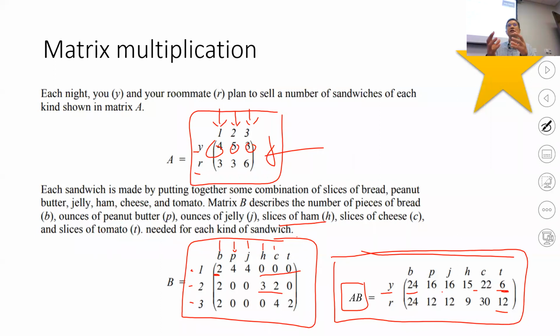It's a collection of different components. You want to make some, it's a sum of these ingredients. You want to make, in this case, three sandwiches.